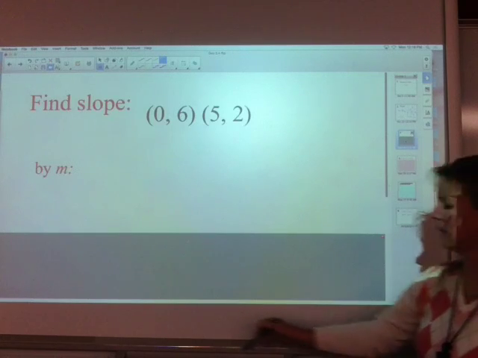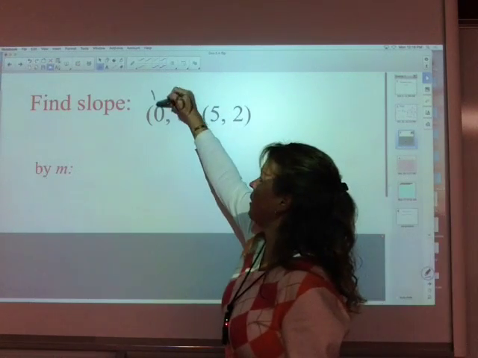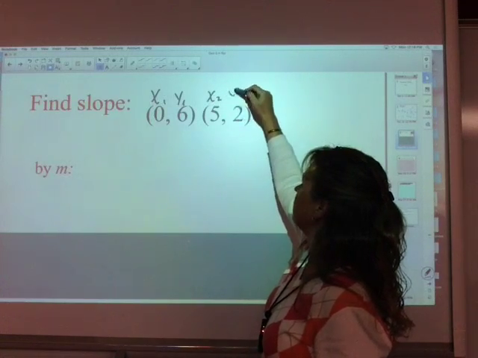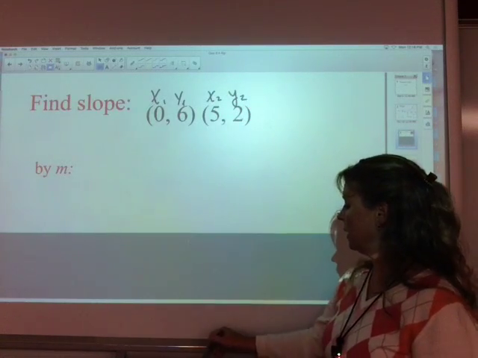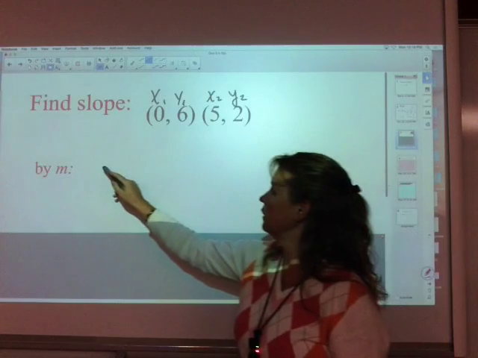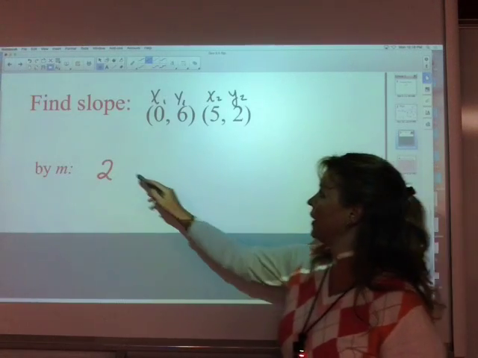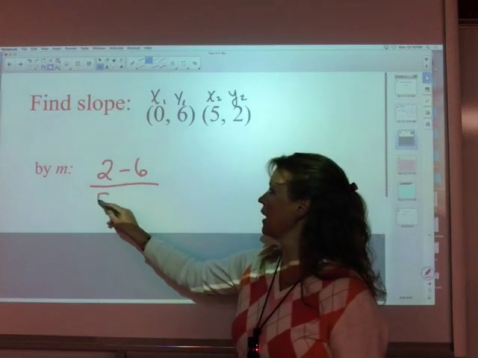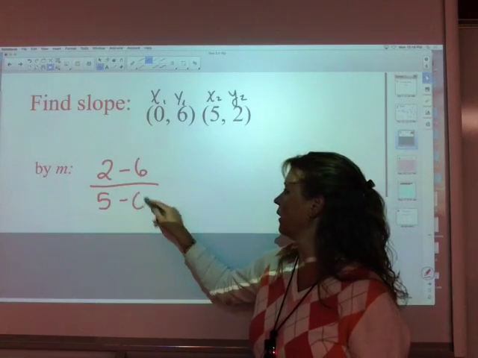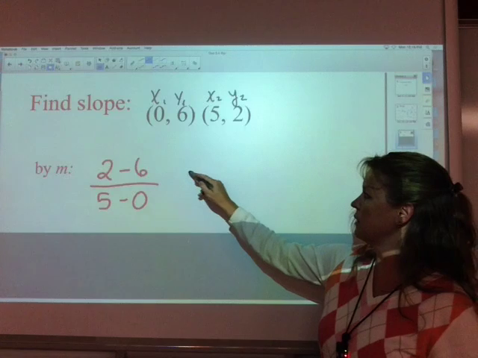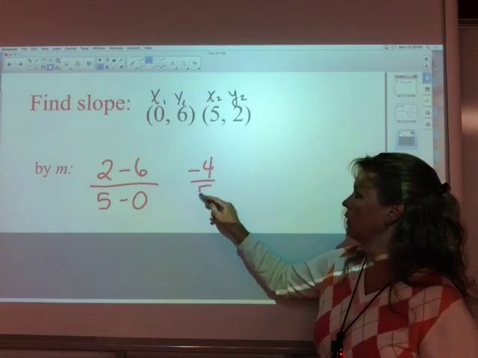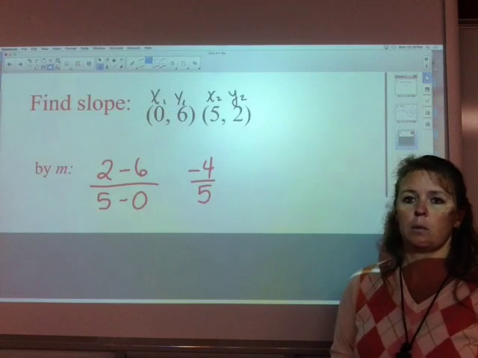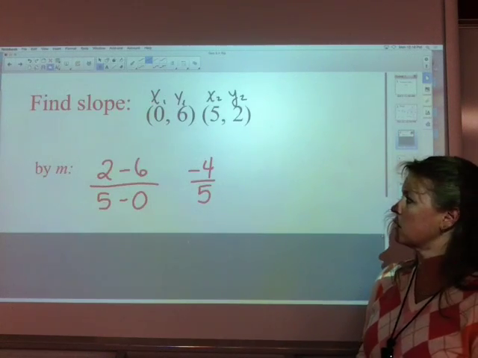So if we were going to find the slope, I'm going to label these for you the first time. I probably won't continue to label them for you. (x2, y2). You're going to take your second y, 2, minus your first y, 6, divided by your second x, subtract your first x. 2 minus 6 is negative 4. 5 minus 0 is 5. Your slope is negative 4/5. Reduce it if you can. Fractions are always reduced.